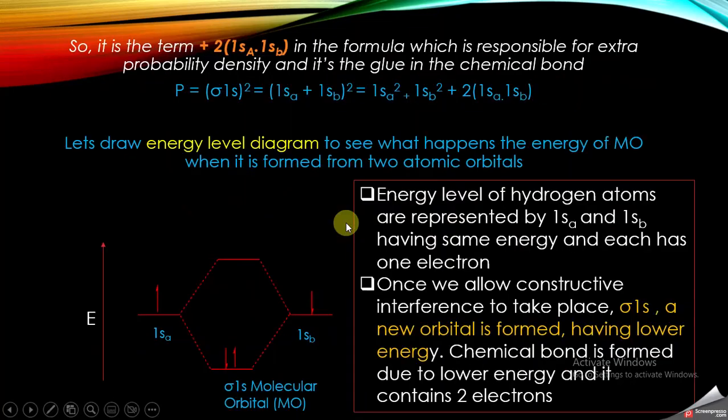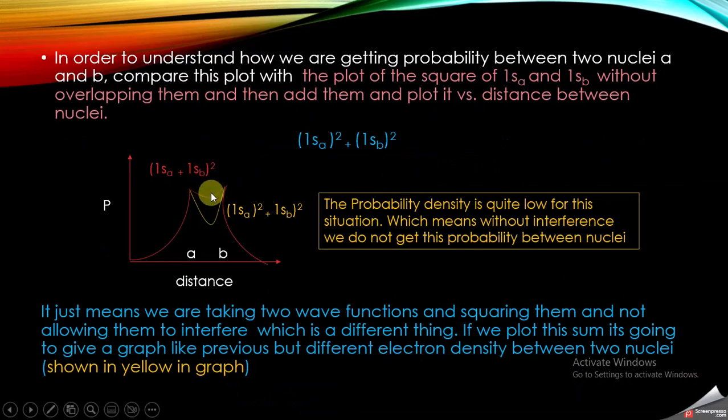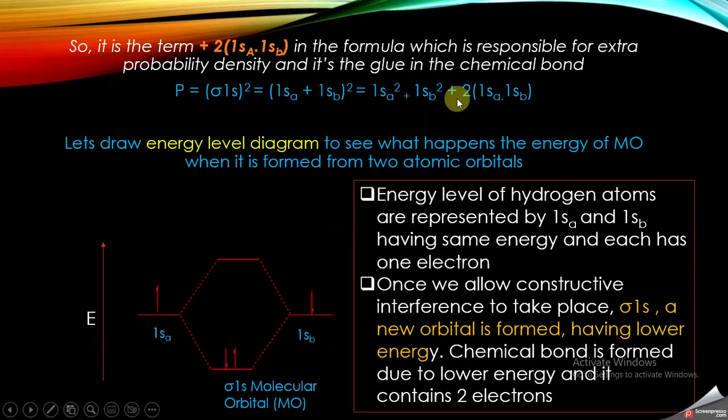So it means the probability density that we are getting is because of this term in the equation. If you recall the previous equation, we have 2ab in this equation as well, because we have already compared by plotting 1sA square plus 1sB square with this one, and they are not similar. So it means the extra density is coming because of the additional term which is present here, 2ab. So this is giving us the additional probability density between the two nuclei when we have constructive interference.